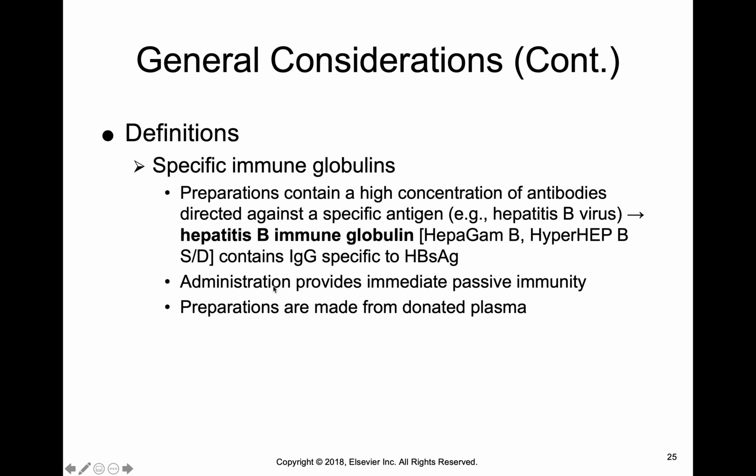And how do we get that? Well, we get it from people who've been exposed to hepatitis B, who've created antibodies already. And we get them from their donated plasma. We spool it all up and then create that immunoglobulin. So to do this is really expensive and not cheap.